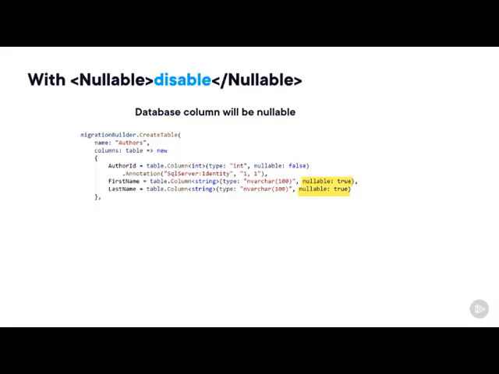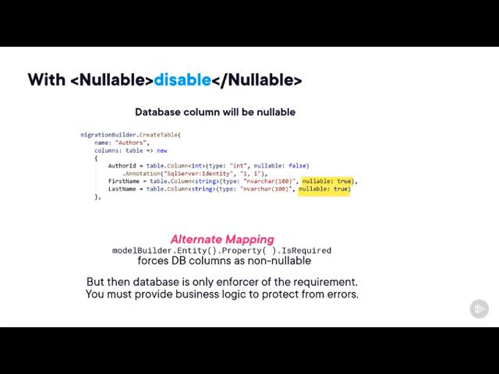And this is how EF Core will interpret it when nullable is disabled. You can always force the mapped database column to be required with an IsRequired configuration. But keep in mind that the database is the only place that constraint will be enforced. EF Core won't do that. You'll need to ensure your business logic protects that requirement.